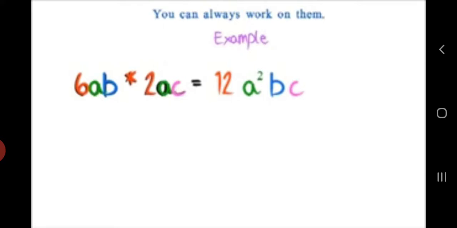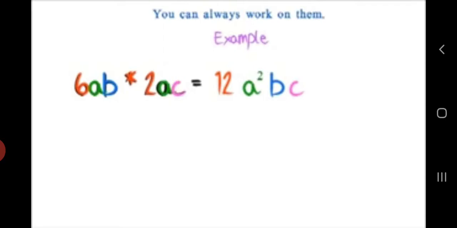Next we shall find the same letter expressions. Here both have a, so next is a square, and after that b and c. So 6ab into 2ac is equal to 12a square bc.